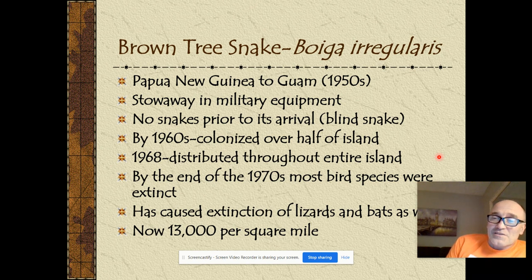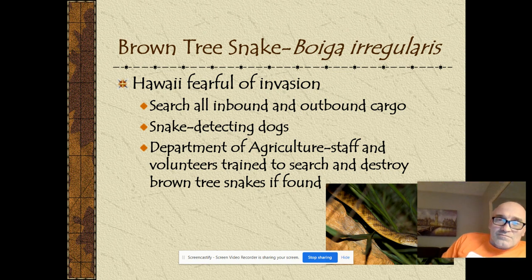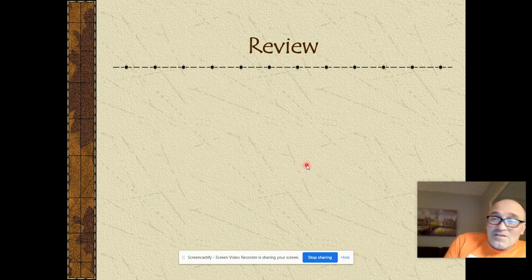And so actually, this is a species that is really strictly monitored, making sure that they don't get to other places like Hawaii. Hawaii is very serious about checking planes and things and making sure that none of these ever make it to Hawaii. They have dogs that can sniff these things out, and they search things that arrive into Hawaii. There are all kinds of ways they try to control these things in Guam.